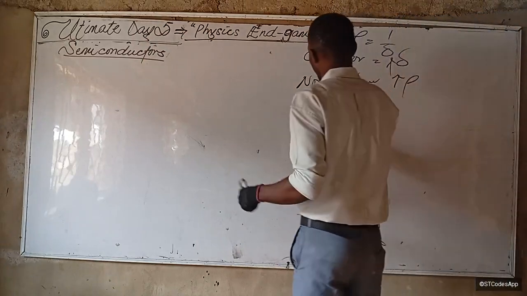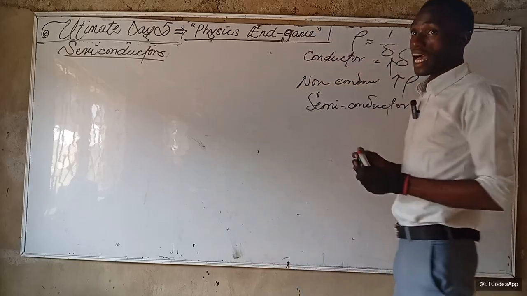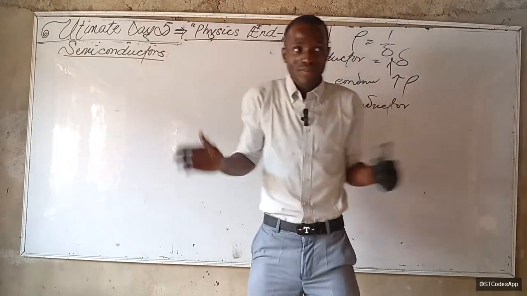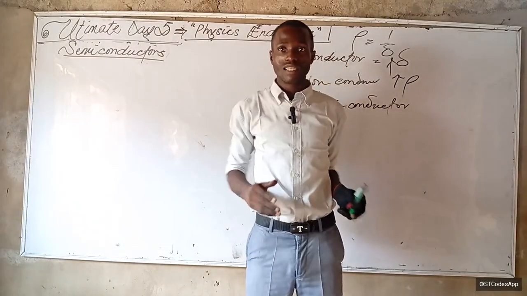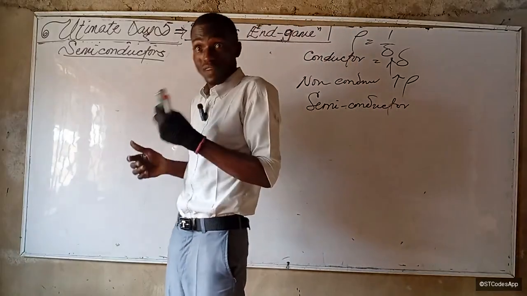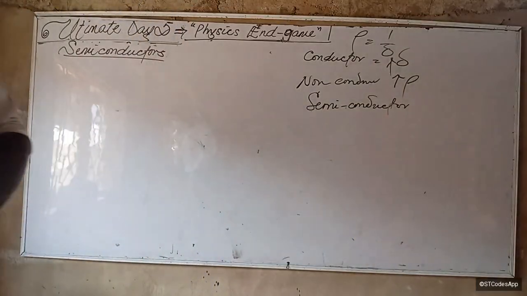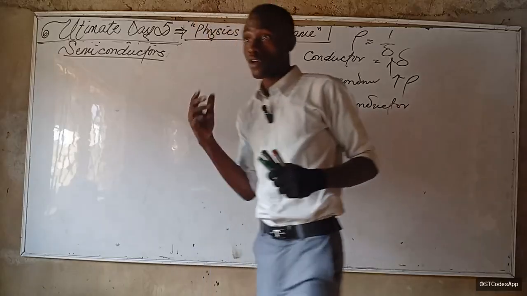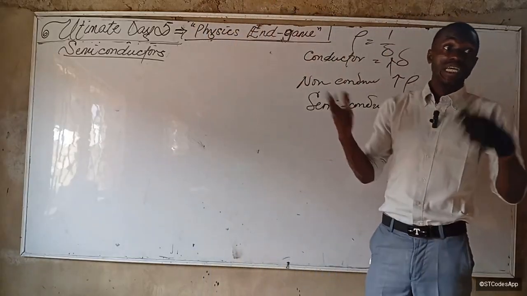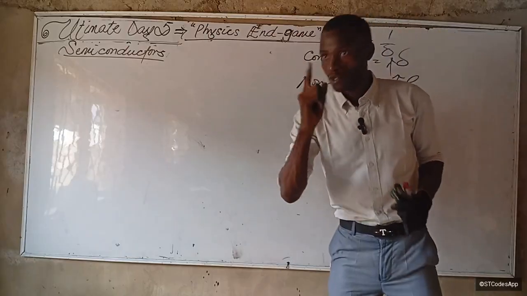Now, semiconductors are the ones that can act as both a conductor and an insulator. They are midway between those extremes. Is that okay? So they can act as a conductor if a proper amount of energy is given to them. And they can act as an insulator or a non-conductor if no energy is provided for them. Is that okay?